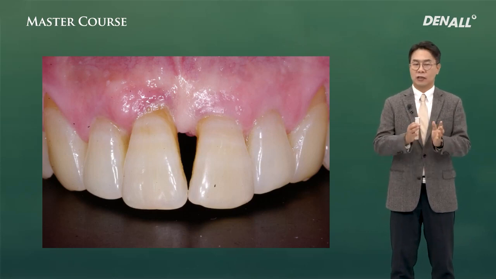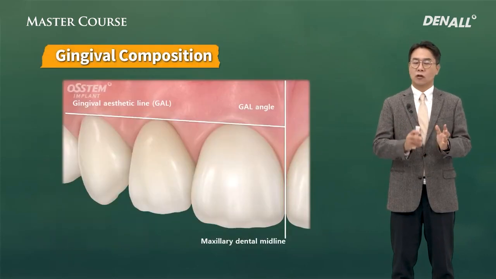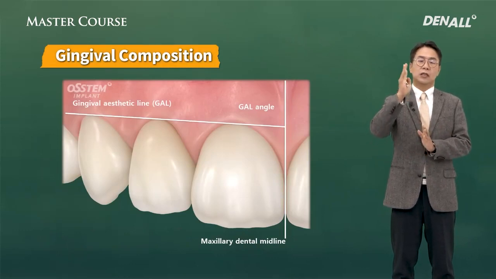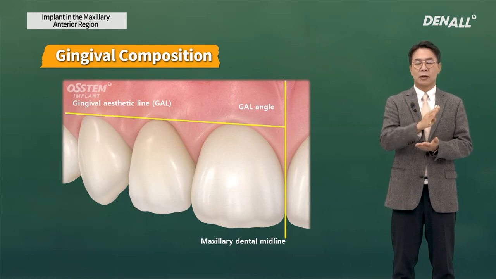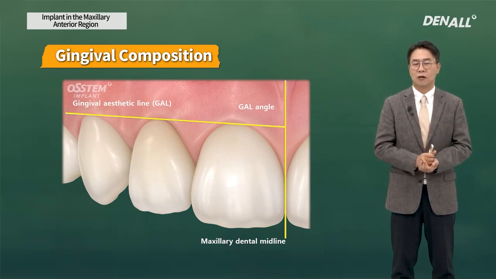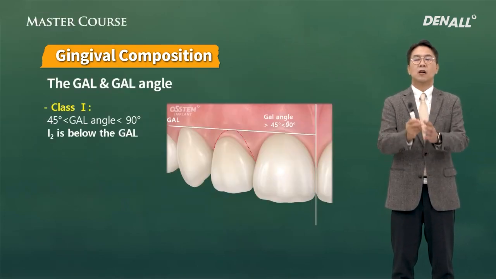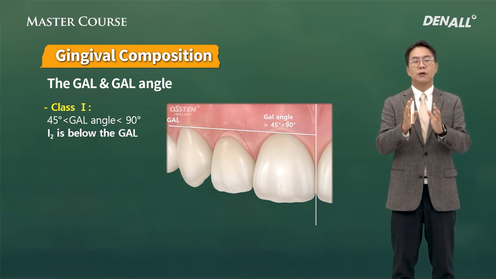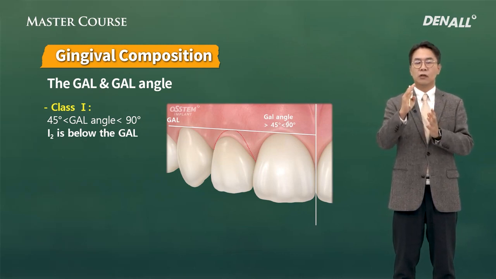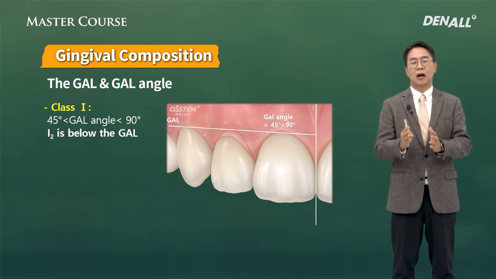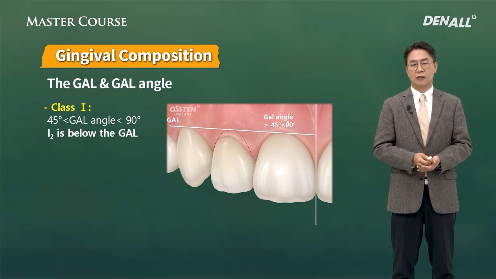But one step further, we can check the gingival line. In general, it is called a gal angle. Maxillary dental midline, and gingival line of 1, 2, 3 are connected. And we need to look at the position of number 2. And class 1 in the classification means the number 2 tooth is under the inferior of the line connecting number 1 and 3 teeth. And the angle is between 45 to 90 degrees.